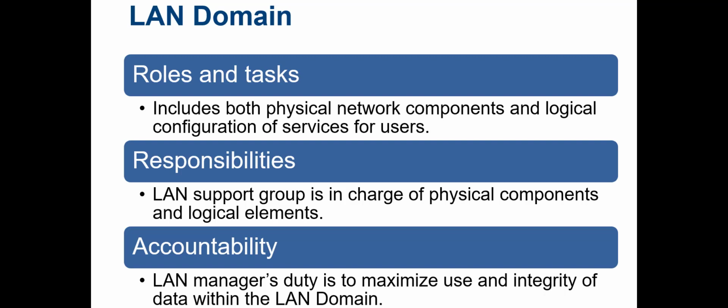First, you have roles and tasks. The LAN domain includes both physical network components and logical configuration of service for users. Management of the physical components include cabling, NIC cards, LAN switches, wireless access points, and a variety of other things. Next are responsibilities. The LAN support group is in charge of the LAN domain. This includes both the physical component and the logical components. LAN system administrators must maintain and support departments' files and print services and configure access controls for users. Next, we have accountability. The LAN manager's duty is to maximize use and integrity of data within the LAN domain. Typically, the director of IT security must ensure that the LAN domain conforms to policy.